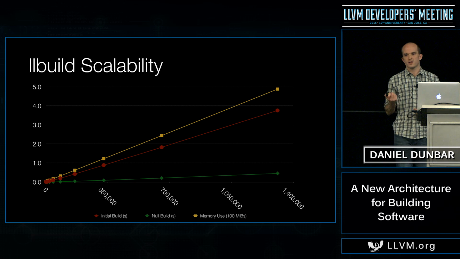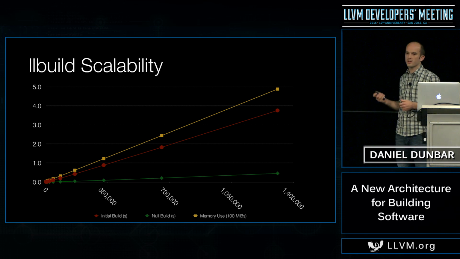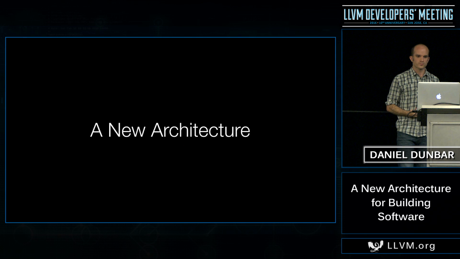And the real takeaway here is just that it scales linearly. Even at a graph with over 1 million nodes, the null build time is still well under a second. And the memory use is still, so the numbers are a little weird here, but this is actually 500 megs of memory use, which is still something that you can fit on a single machine.